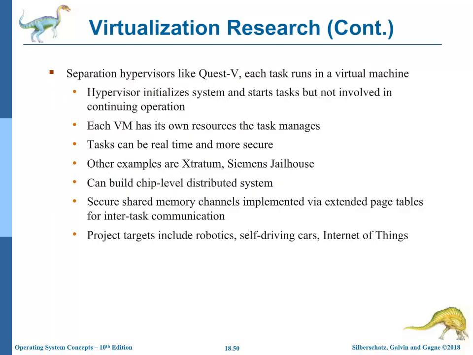Within the class of partitioning hypervisors are the Quest-V, eVM, Xtratum, and Siemens Jailhouse projects. These are separation hypervisors that use virtualization to partition separate system components into a chip-level distributed system. Secure shared memory channels are then implemented using hardware-extended page tables so that separate sandboxed guests can communicate with each other. Those applications can be used in the areas of robotics, self-driving cars, and the Internet of Things.